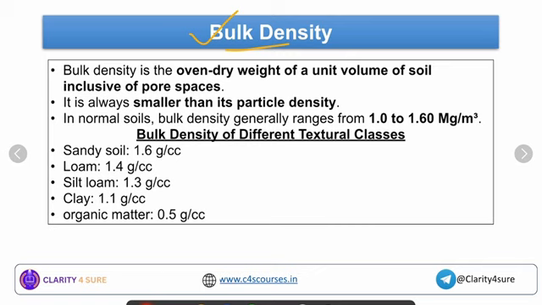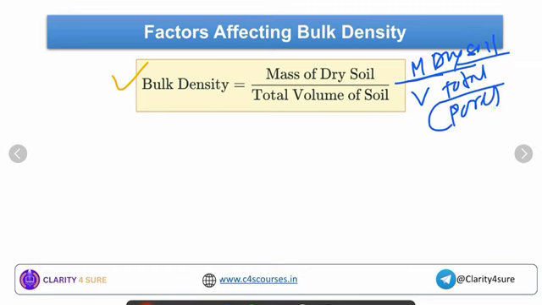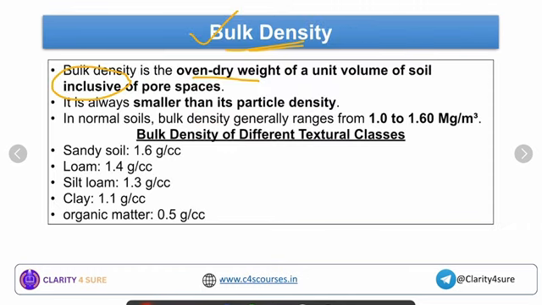Next concept is the bulk density. So bulk density is what? It is the oven dry weight of unit volume of soil inclusive of pore spaces. Bulk density is mass upon volume, but what? Mass of dry soil, but the volume of total soil including the pores. So here they are considering the pores, and it is always smaller than particle density. It is simple math.